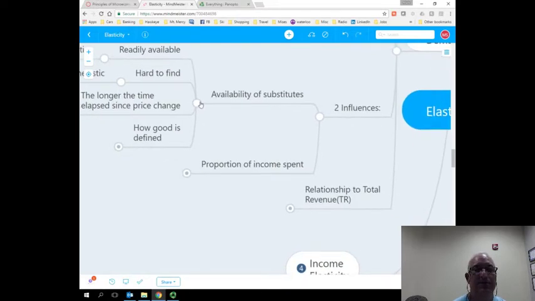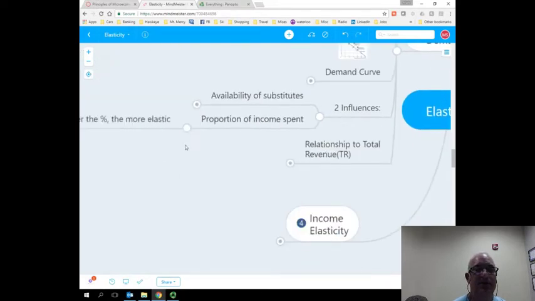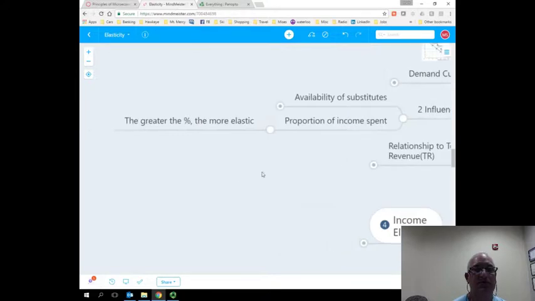Okay, so that's the first influence, availability of substitutes, and the second influence, proportion of income spent. Basically, this says the greater the percent of income spent on an item, the more elastic it is. So the greater the percent of the income spent, the more elastic it is.